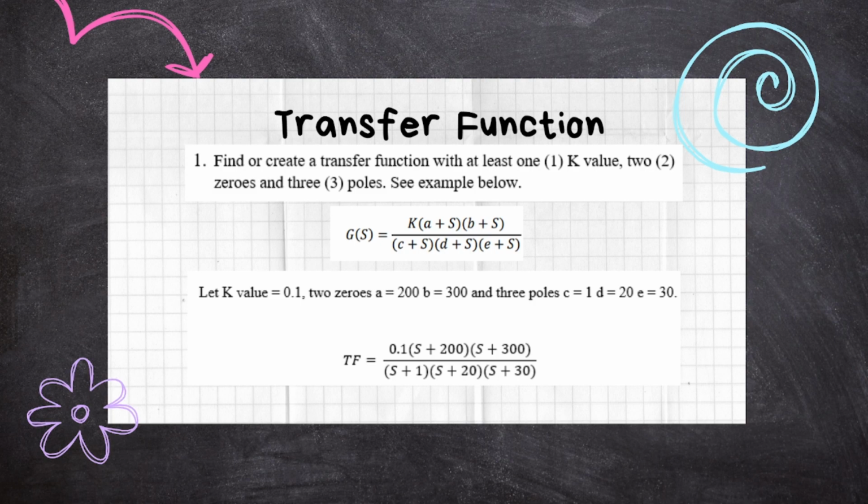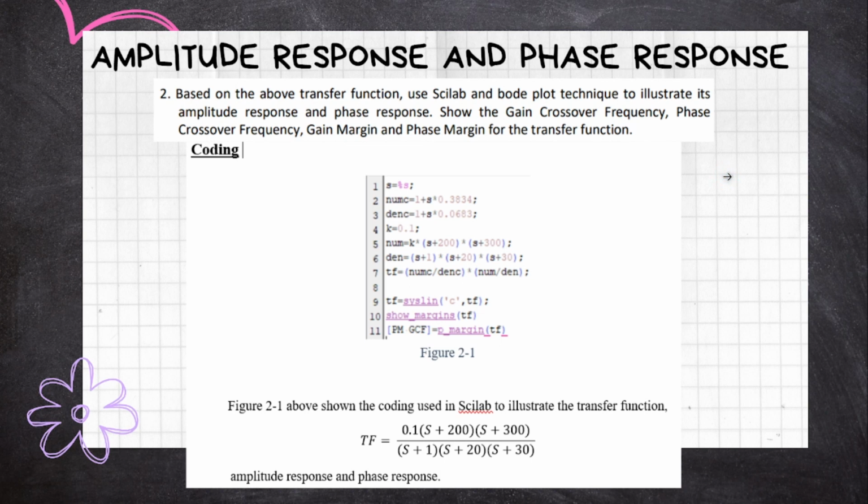For question number 1, we need to find or create a transfer function with at least one k-value, 2 zeros, and 3 poles and substitute inside the equation below. For this question, we assume the k-value equal to 0.1, 2 zeros A equal to 200, B equal to 300, and 3 poles C equal to 1, D equal to 20, E equal to 30. After that, we substitute inside the equation and we can get the equation of the transfer function as below.